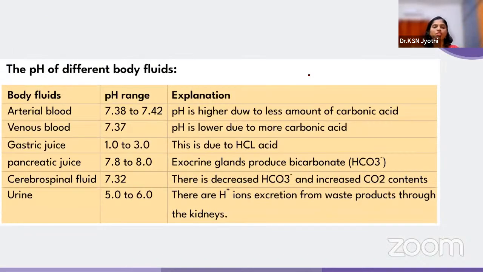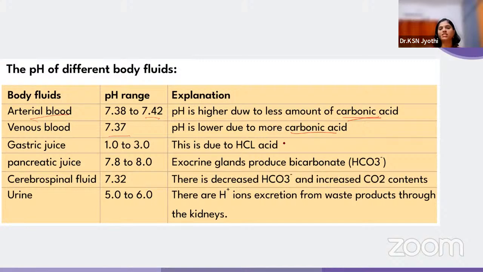So you look at the different pH of different body fluids, you will see that the arterial blood will have a slightly higher pH range due to less amount of carbonic acid, because arteries carry impure blood, veins carry pure blood. So veins will have lesser pH because it has more carbonic acid, because we are carrying pure oxygen.